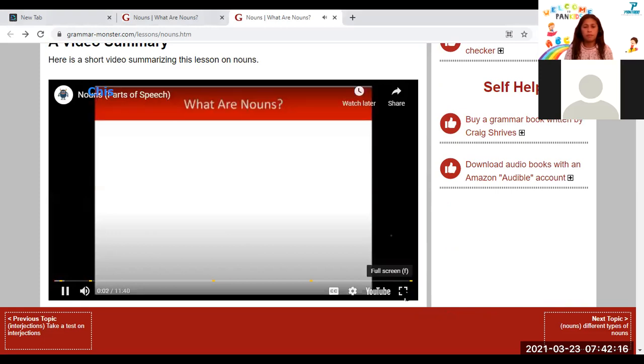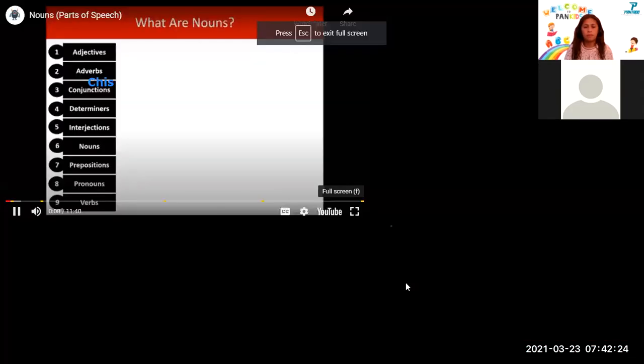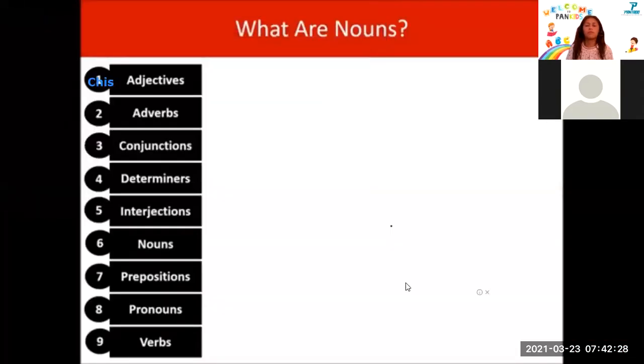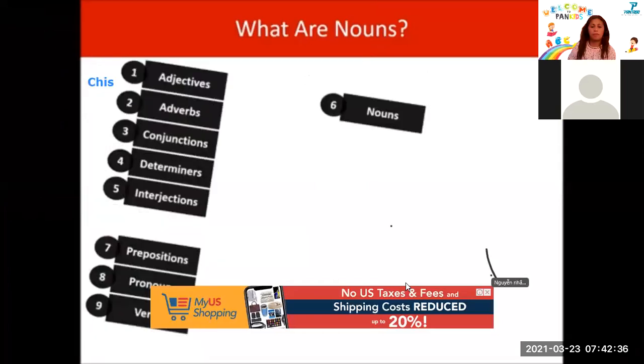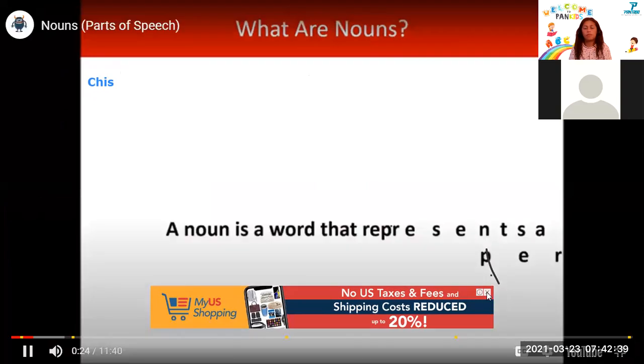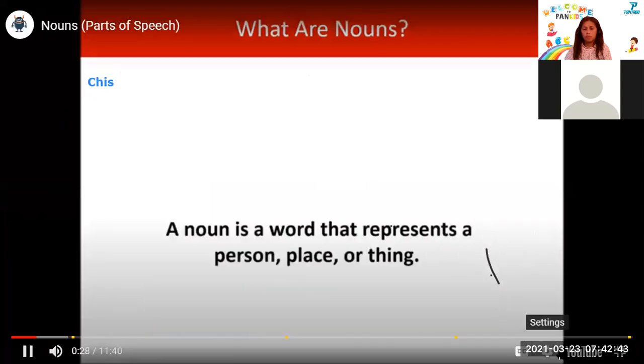What are nouns? Well, nouns are one of the nine parts of speech, and here they are in alphabetical order. The one we're looking at today is nouns. Here's a definition for noun. A noun is a word that represents a person, place, or thing. A noun names something. It's the word we use for something that lets us talk about it.